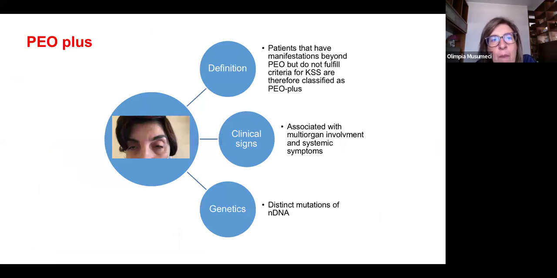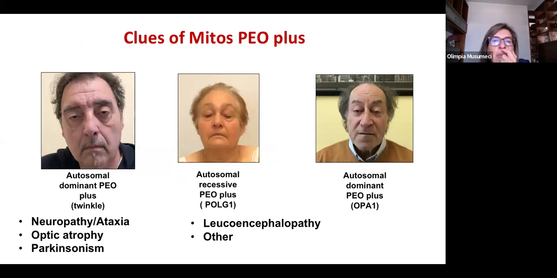Talking about PEO plus, this is defined as a condition where ophthalmoparesis or ophthalmoplegia is associated with other symptoms, but the patient does not fulfill the criteria of Kearns-Sayre syndrome. So usually these forms are associated with mutations in nuclear genes and with multiple deletions on the mtDNA. And these are 3 patients with 3 different forms of PEO plus.